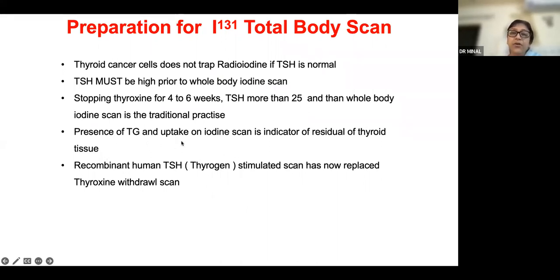So presence of thyroglobulin and the iodine scan will tell you whether there is still residual thyroid tissue, and that residual thyroid tissue is a likelihood of recurrence. Nowadays, we also have the recombinant human TSH, that is Thyrogen, which can be used for a thyroscan rather than going for a thyroxine withdrawal. Though we don't have this here in Jaipur. I'm not sure of any other place also. We are just following up till the stage that we go for iodine scan.